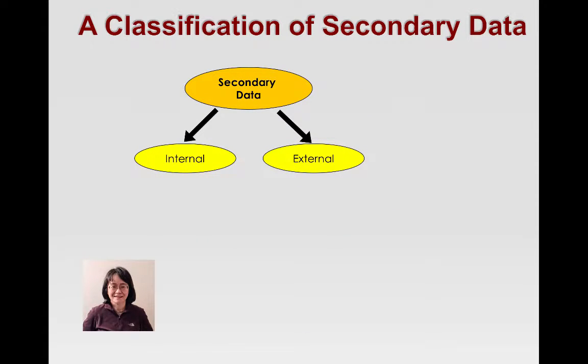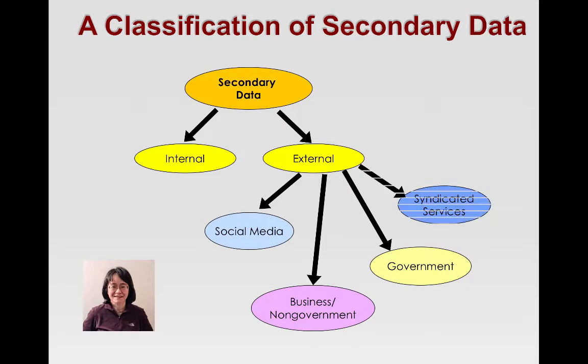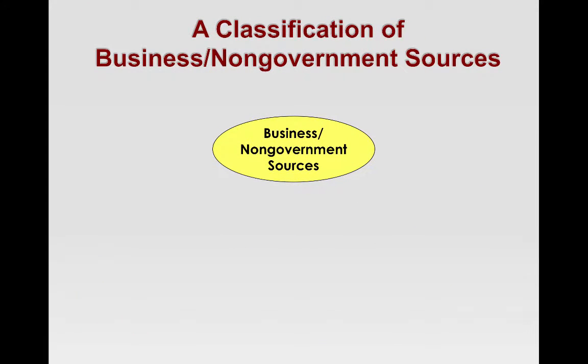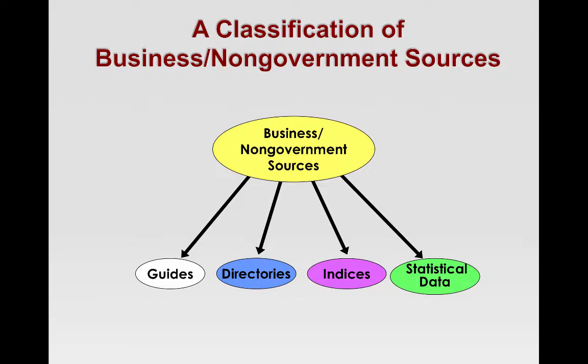External data are generated by sources outside the organization. These data can be obtained from business, government, social media, and syndicated services. General business data can be located using guides, directories, and indices, and also include statistical data. Government sources can be broadly categorized as census data and other data.